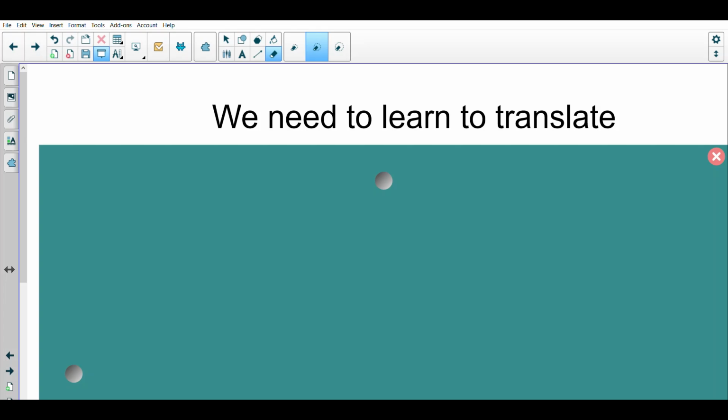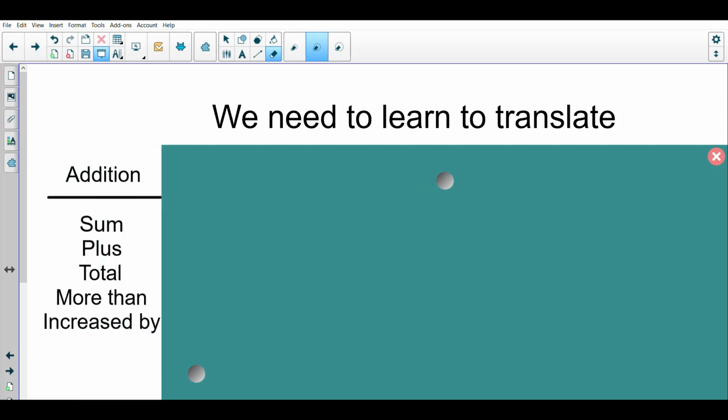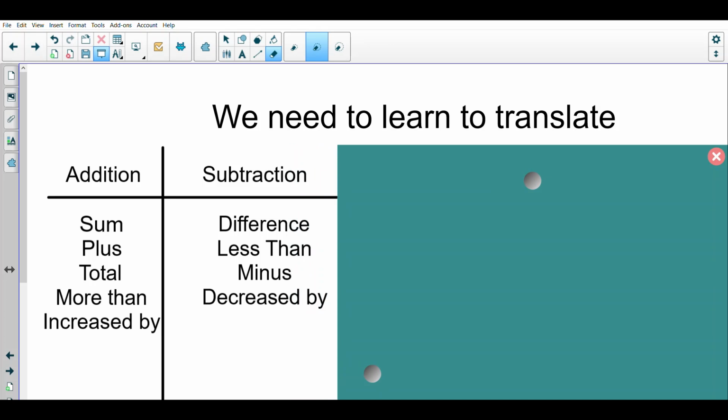If we understand what math words mean, then we can see it on paper and know exactly what to think. The first one we're going to look at is addition. These are just some words, not all of them: sum, plus, total, more than, increase by. These are all different words that when you see them, you can think, I need to add. The next one, subtraction: difference, less than, minus, decreased by. The really irritating one in this list would be less than, because it actually switches the order of the information given. We'll have an example of that in a bit.